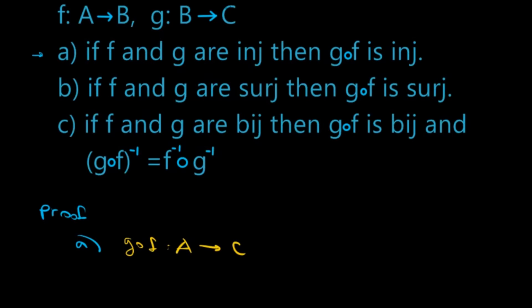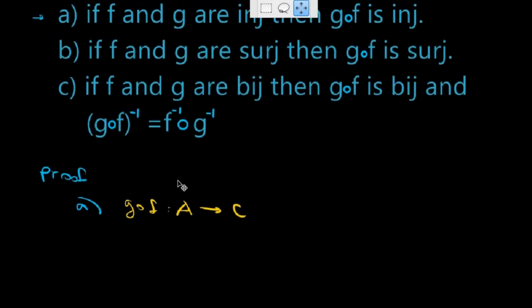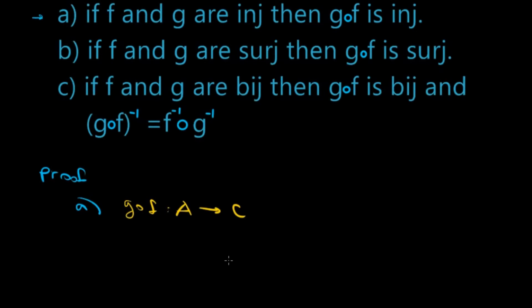Now if I want to check the injectivity, I know that they're both injective and I want to see if the composition is injective. So what I'm going to do is take x1 and x2, two elements in my domain, in my set A, that both verify that g composed with f in x1 equals g composed with f in x2. What I want to do is prove that this composition is injective, so I want to conclude that x1 equals x2.